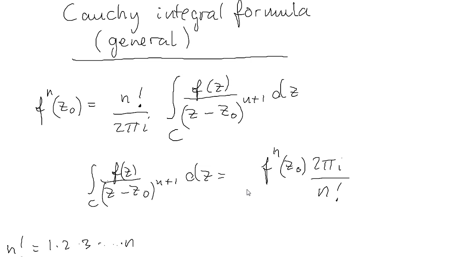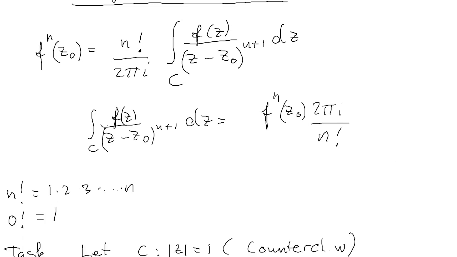So this formula is the formula we are going to apply. Recall that the faculty of n is equal to 1 times 2 times 3 up to n. And the faculty of 0 is 1.